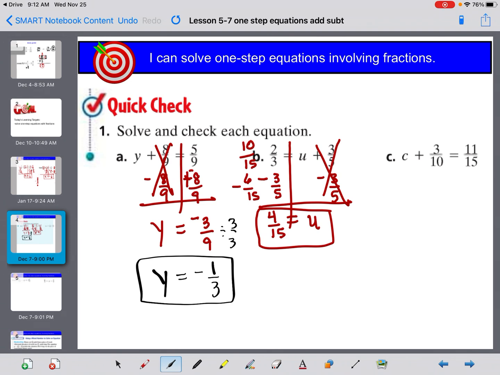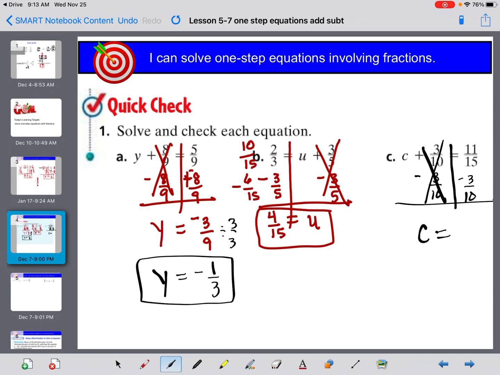The next problem. I need to subtract 3/10 from both sides. C equals, now 10 and 15 are not the same denominator. They have common factors, so I can't just multiply them together. So let's see, the common denominator is 30.